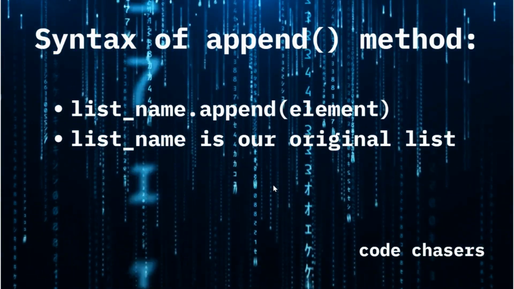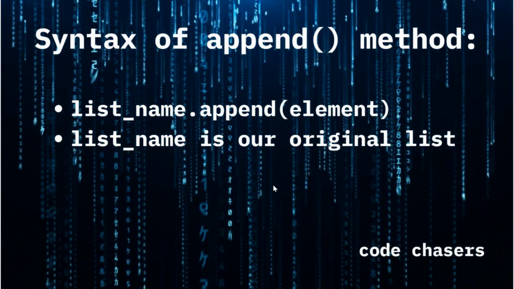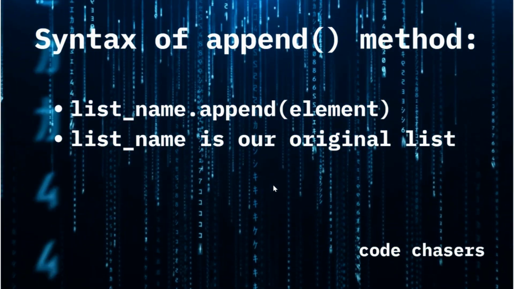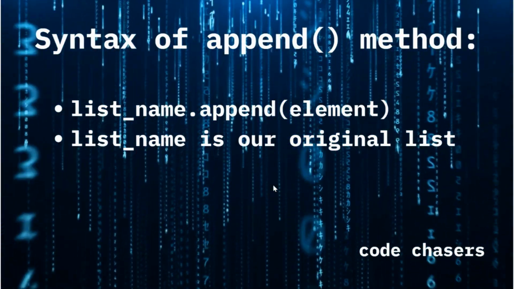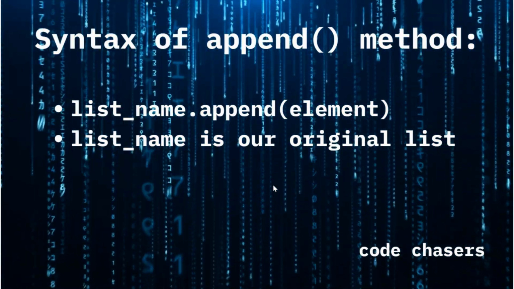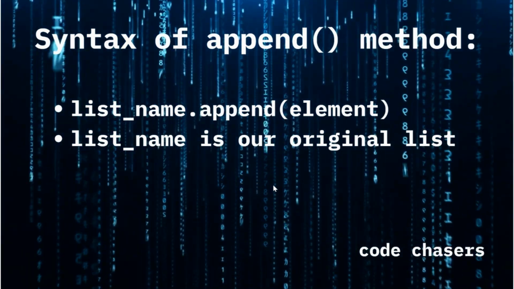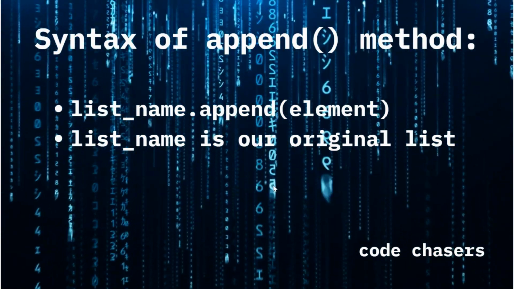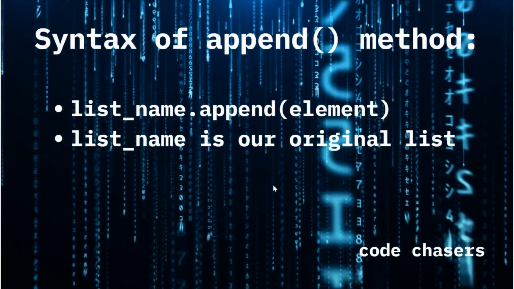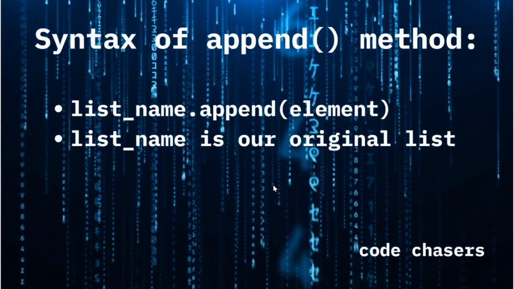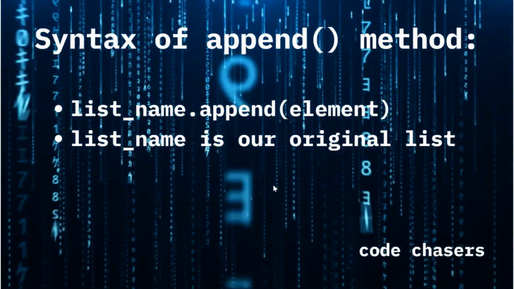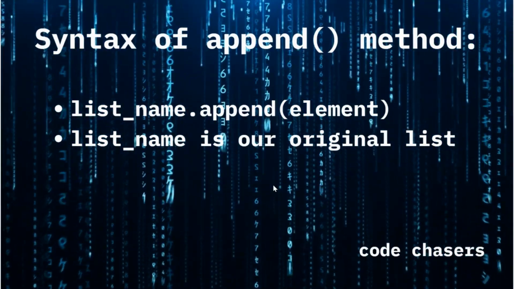You can see on the screen the syntax of append: list name dot append of element. Append is a method which is demanding an argument. The argument is element here. So we will pass element as an argument to append, and append is applied on the list. We will see this in detail in the coding part.